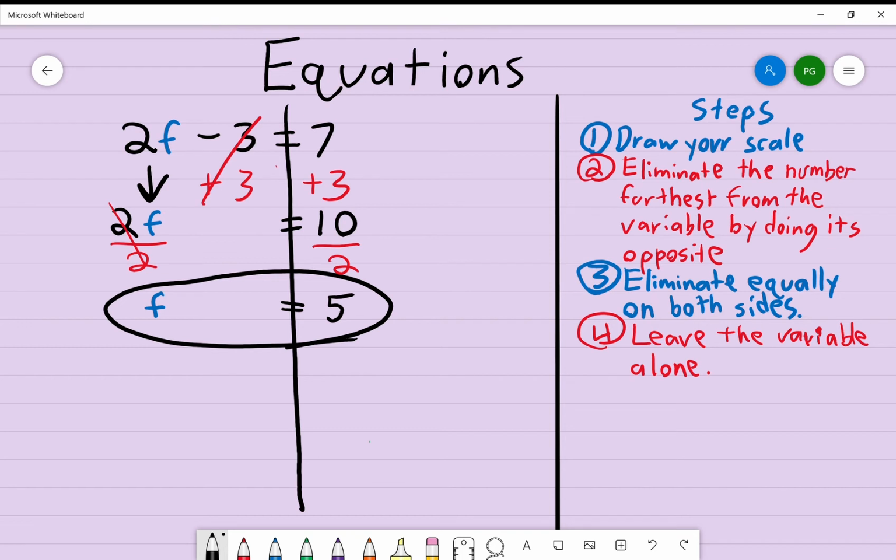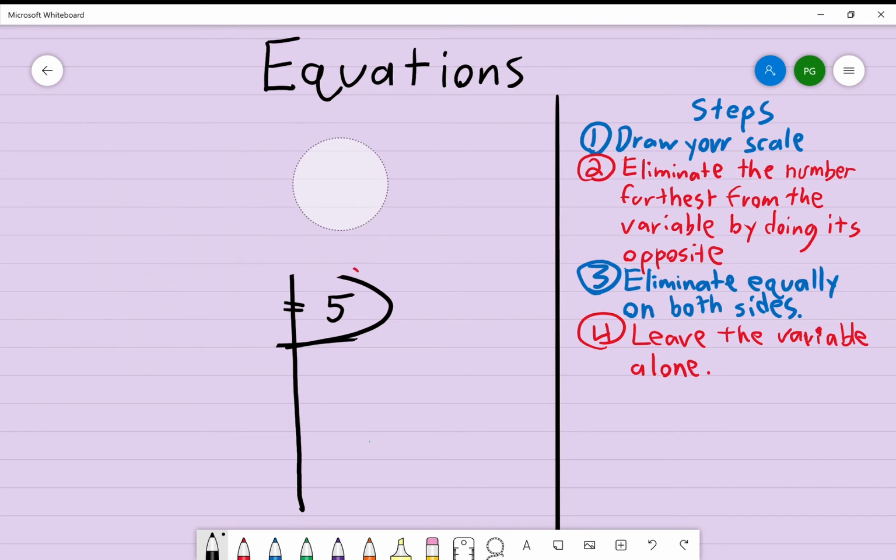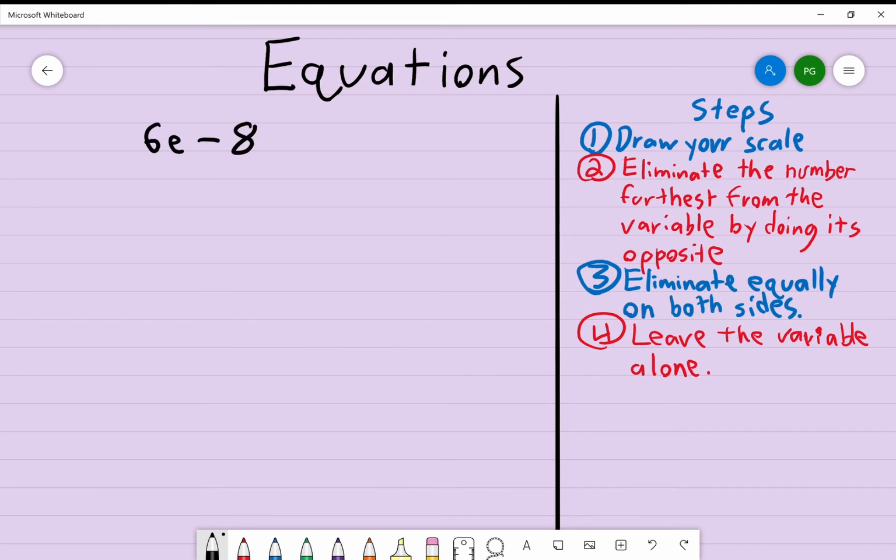Let's move on to another example. Okay, so for this example, let's say that I give you 6e minus 8 equals 40. First step, we draw the balance. Second step, let's identify the variable. And now let's find out which number is furthest away from it.